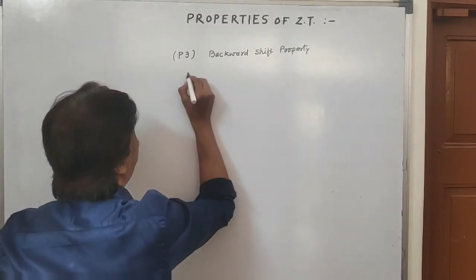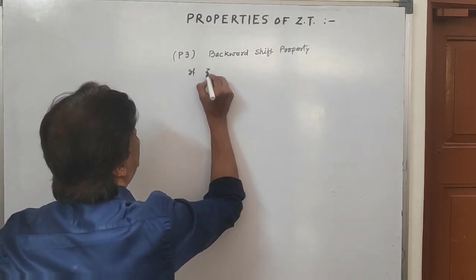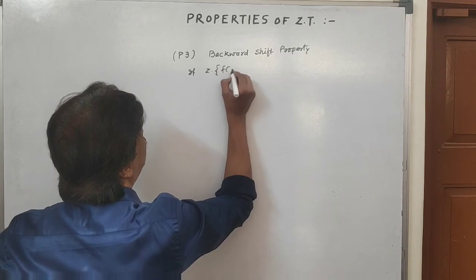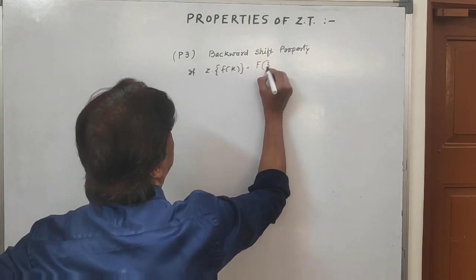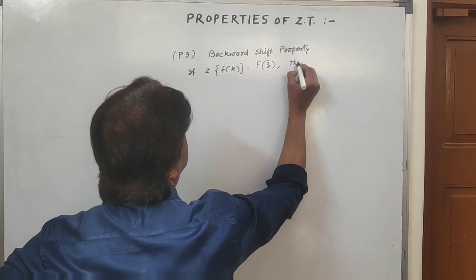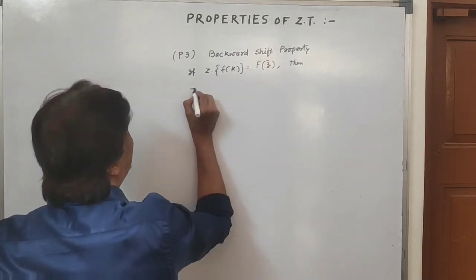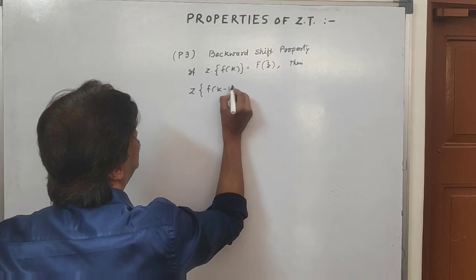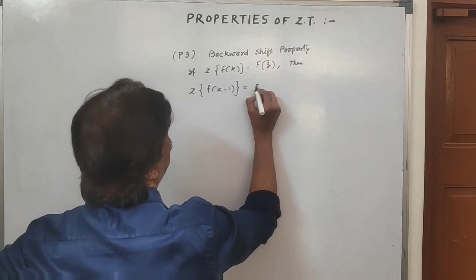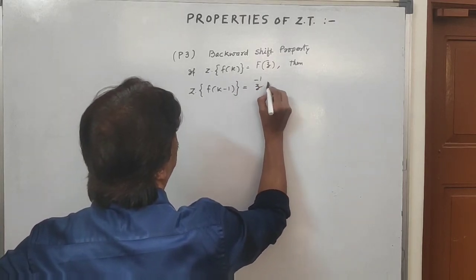The property says if z transform of the sequence f of k is f of z, then the z transform of f of k minus 1 is equal to z raised to power minus 1 into f of z.